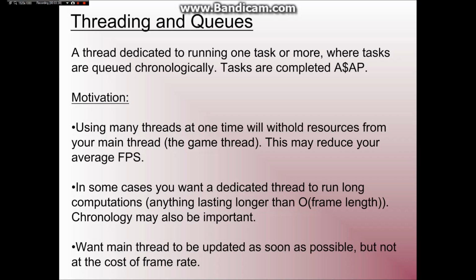In some cases, you may want to dedicate a thread to long-running computations, where chronology is actually important. If you've got a job which takes longer than one frame, then you don't want to put that in your main thread, because you're going to see spikes in your profile and in performance. You'll see a couple of frame drops, and you want to avoid that. You want things to be as smooth as possible. So running things on a separate thread for long-running calculations is often a good idea, and queues are really good ways of doing that.